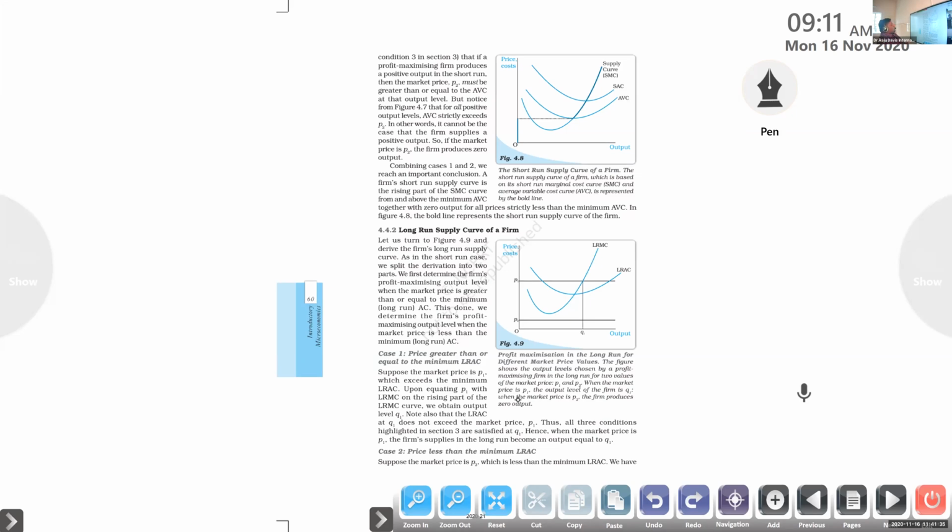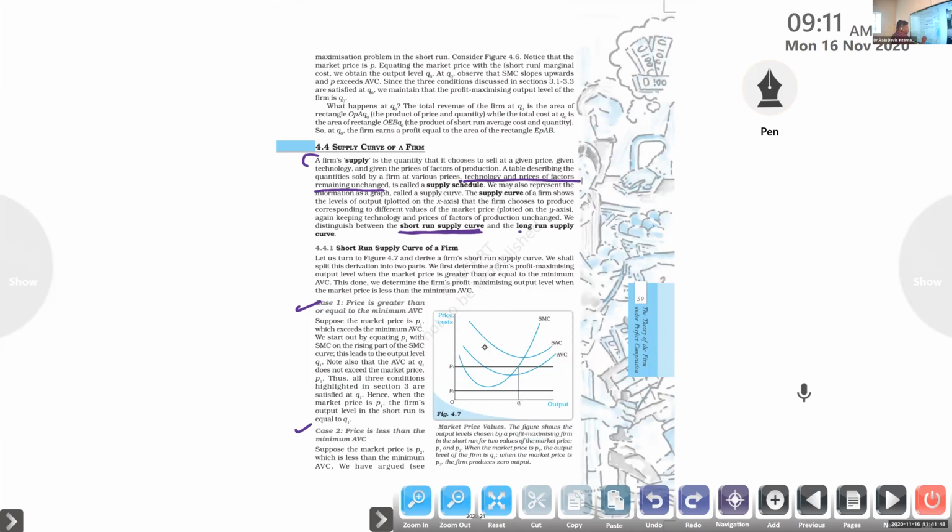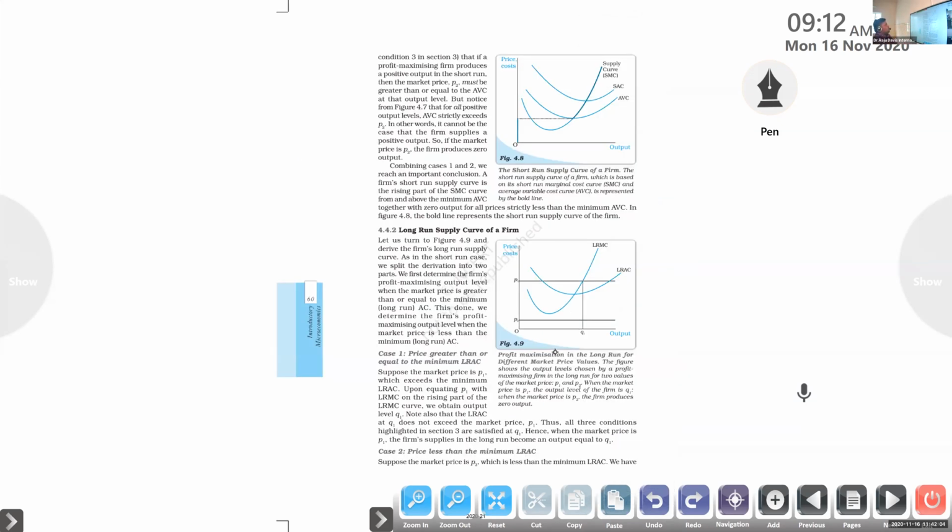Notice from figure 4.7 that for all positive output levels, AVC strictly exceeds P2. So in all this area, from here to here, any quantity, Q2, Q3, whatever it may be, the AVC line is here and the price line is below the average variable cost. So it cannot be the case that the firm supplies a positive output.